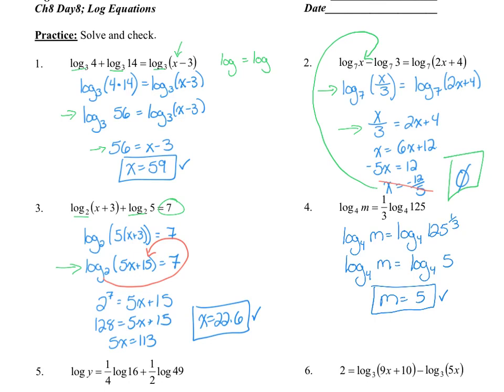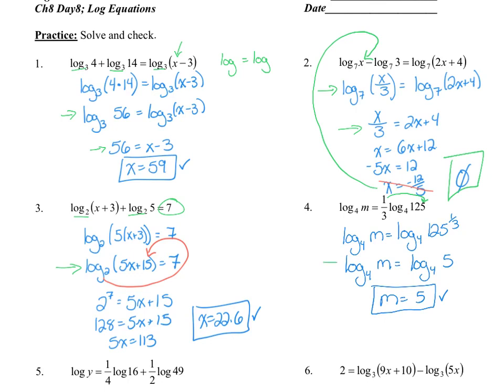And lastly, number 4, this is a problem where you already have a single log on both sides. So eventually we're just going to ignore the logs and set the arguments equal to one another. But before you do that, because there is that 1/3 in front of that log, you have to make sure to move that 1/3 back into the argument. So 1/3 log base 4 of 125 is just log base 4 of 125 raised to the 1/3 power, which is a cubic root, so that's just 5.